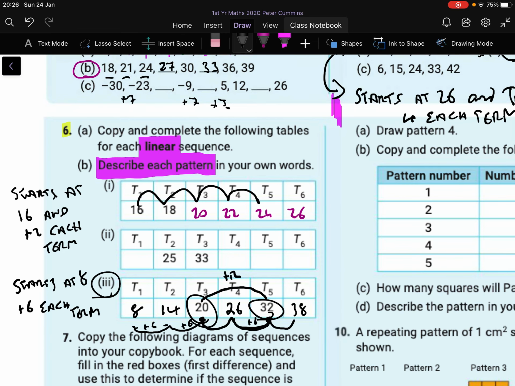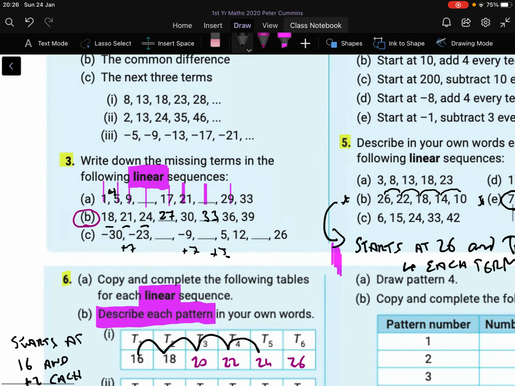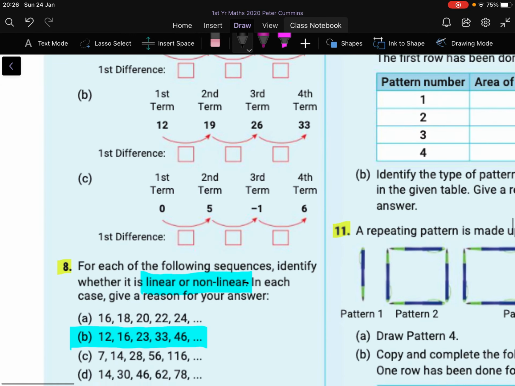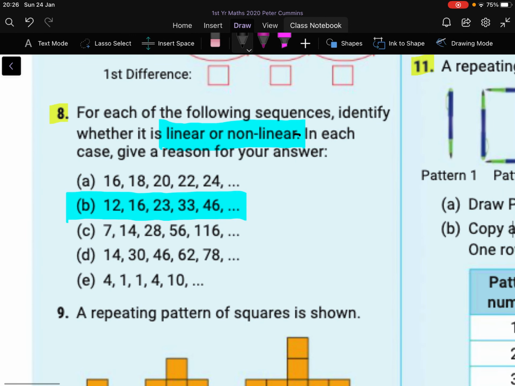Okay, after 6 then I asked you to move on to question number 8, wherever that is. 8, here we go. Okay, and I already did B for you. So what we'll do is we'll just do one more of these. I'll do 8D for you. And what are they saying here? For each of the following sequences, identify whatever it is. They're not telling us this time. We have to figure out, is it linear or non-linear?